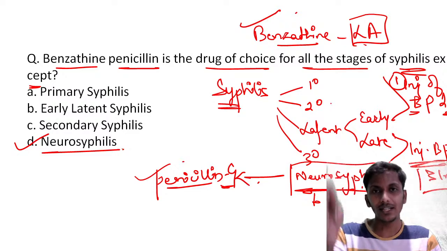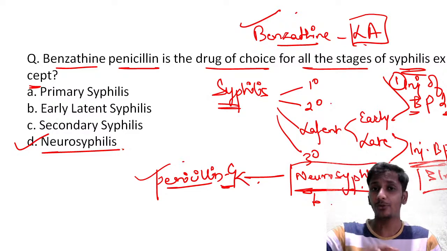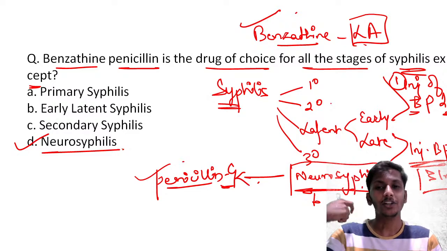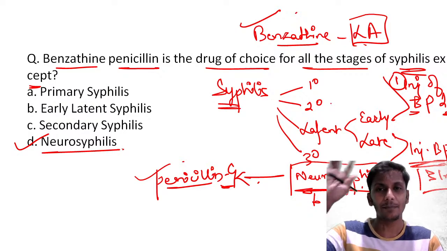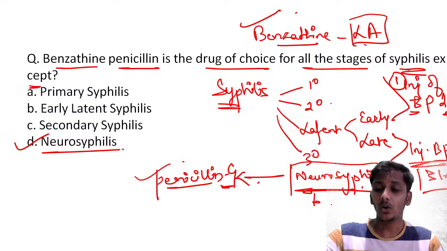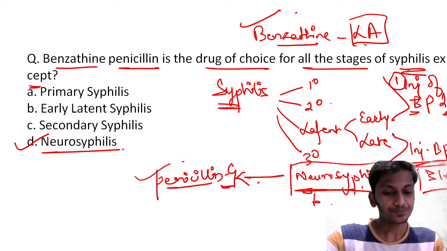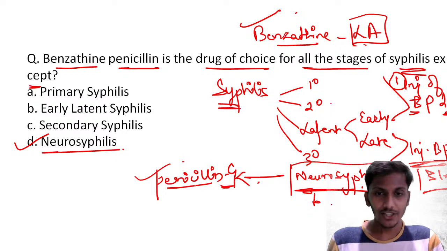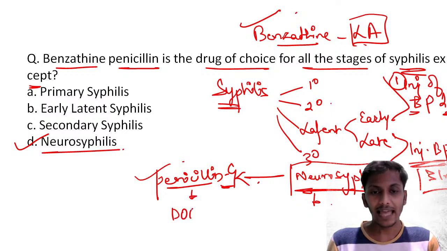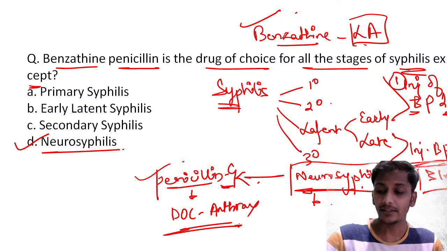I hope you know the lesions from dermatology for syphilis. Time is not permitting me to take the lesions also, but remember, primary chancre, secondary gumma. All these are the lesions that you need to remember about syphilis from dermatology. And penicillin G, also remember, is the drug of choice for anthrax. Anthrax is an important infection, so I am telling you, it is also a drug of choice for anthrax.